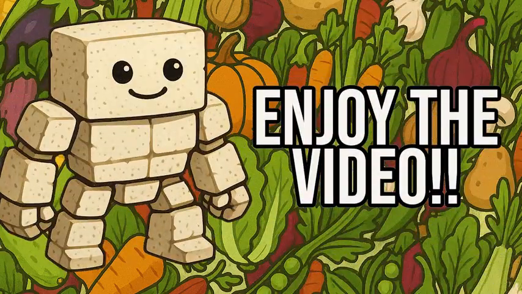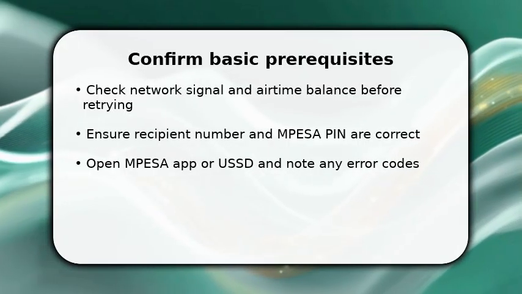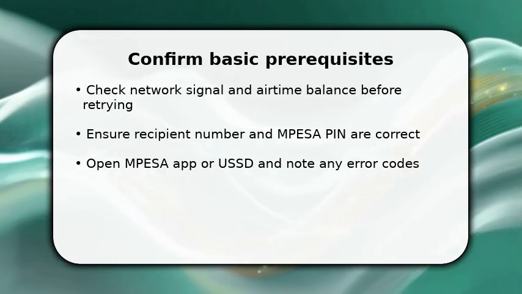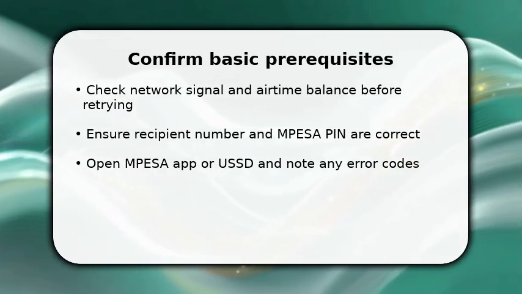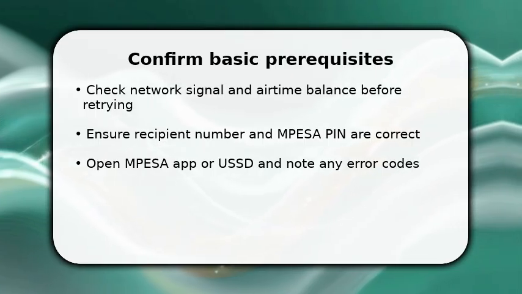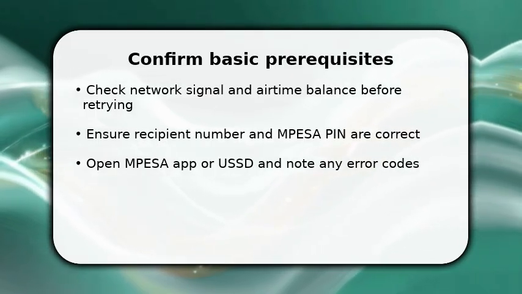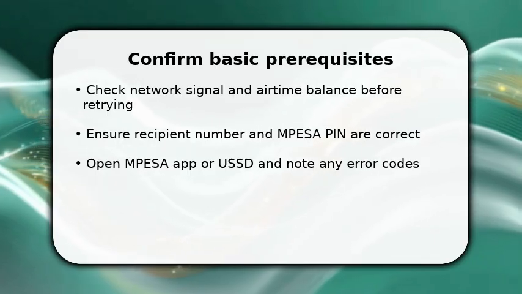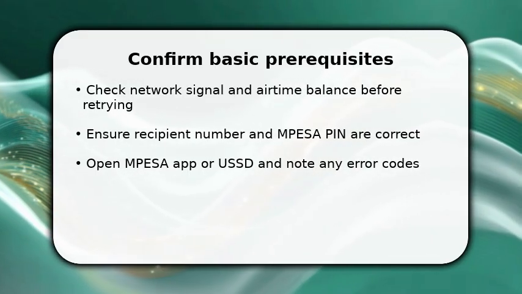Please enjoy the video. You start by confirming prerequisites. Make sure your phone shows adequate signal and you have enough airtime or data to complete the transaction. Next, verify the recipient number and that you can enter your M-Pesa PIN. An incorrect digit will block the send.